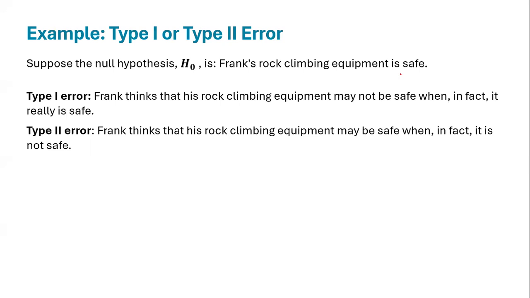Which one has more consequences? If Frank thinks that the rock climbing equipment may not be safe, for sure he's not going to use it, even if it's safe. But if Frank thinks that the rock climbing equipment is safe, he's going to use it, but in fact it's not safe. So in this case, type 2 error has more consequences.